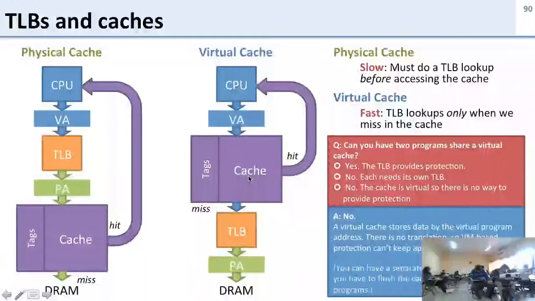Now there are ways to work around this. You can have a separate bit so that I don't just send the virtual address, I send the virtual address plus a special bit which tells me which program it is. Or every time I switch programs on my CPU, I can flush out all the data from the cache. So you can make this work. And it would be great if we could make this work because this is a lot faster. I don't have to wait for the TLB the way I do in the physical cache.